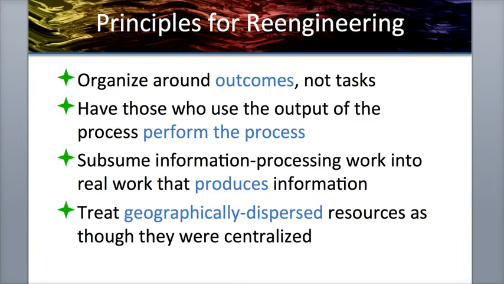So if we're going to re-engineer, we have to organize around the outcomes, not necessarily the tasks. We want to say, where do we want to be? We want a car that runs on water. Well, that's a little bit too much of a re-engineering, but you want to really think about the outcome. And then you want to think about who's going to perform the process. So who's going to use the output of the process?